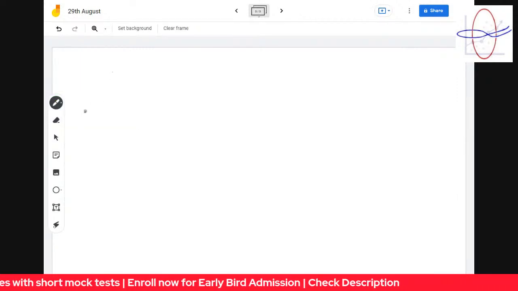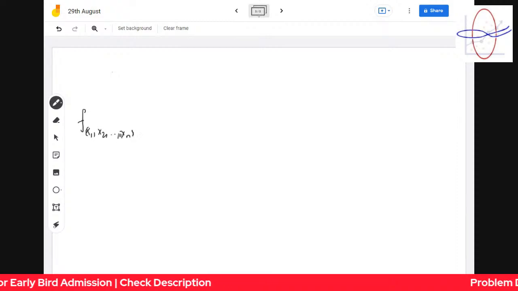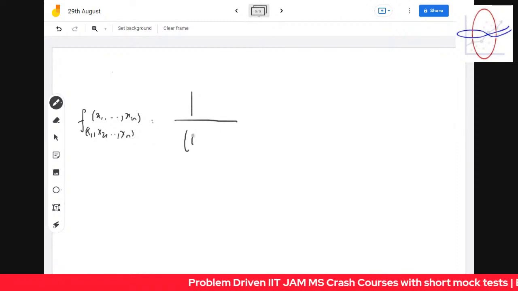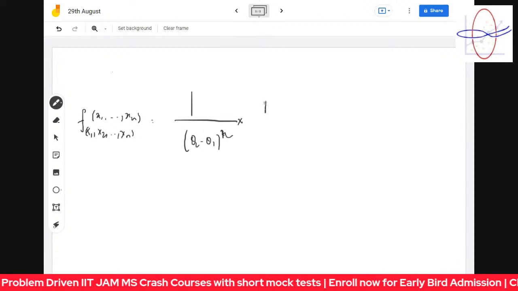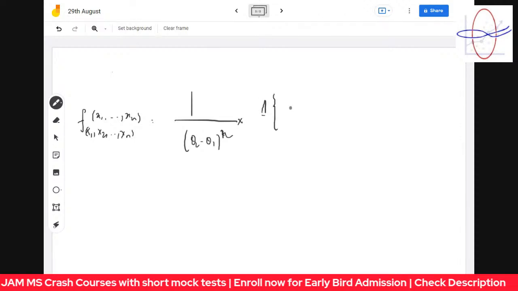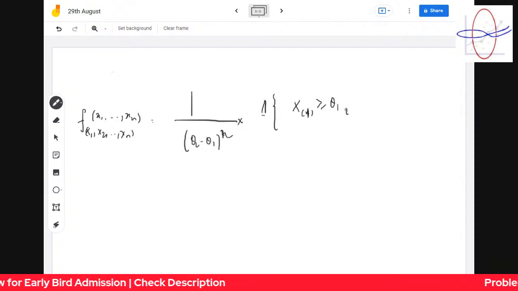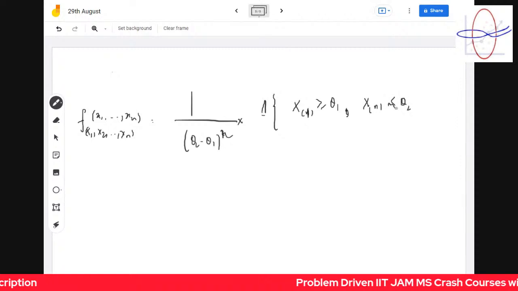We have written the joint distribution f of x1, x2, up to xn in terms of indicator x1 greater than or equal to theta 1 and xn is less than or equal to theta 2. This is what we have written. So let's try to understand now.